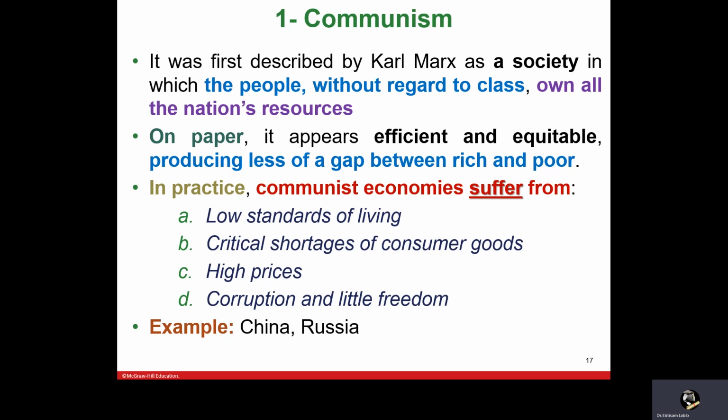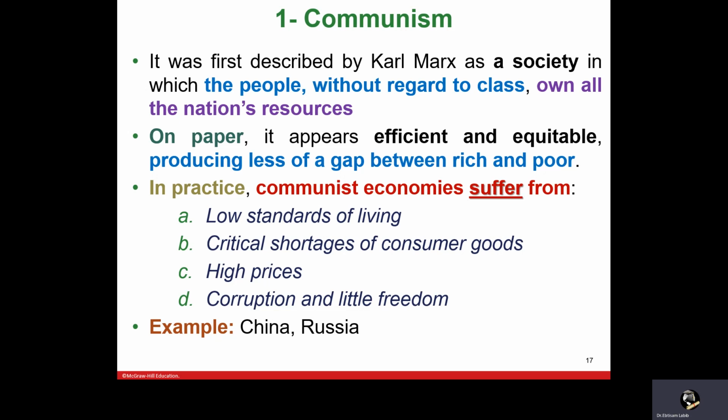They will have no rich or poor people because everyone will receive the same share of the nation's resources. But practically, communist economies suffer from low standards of living. Imagine that the overall nation's resources, especially if that nation is not wealthy, will be distributed among a big number of people living in that society. That will make them have a low standard of living.